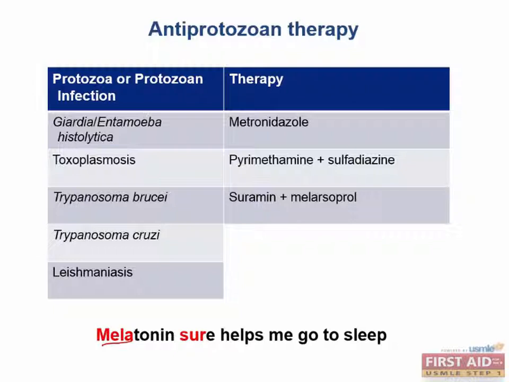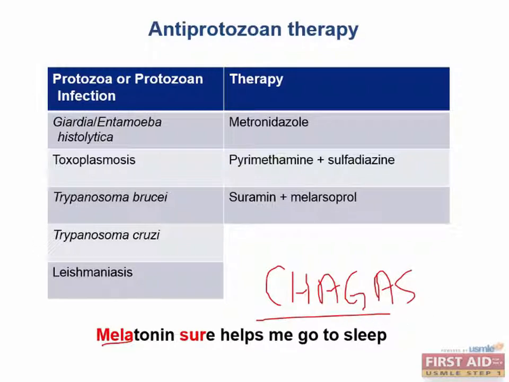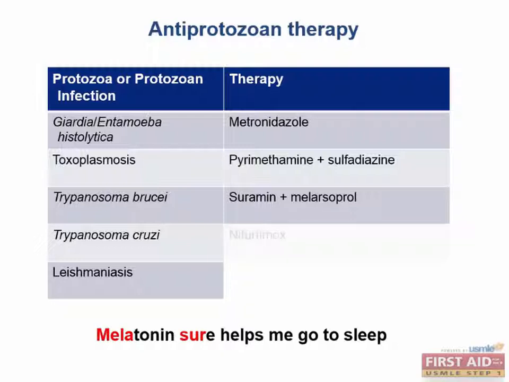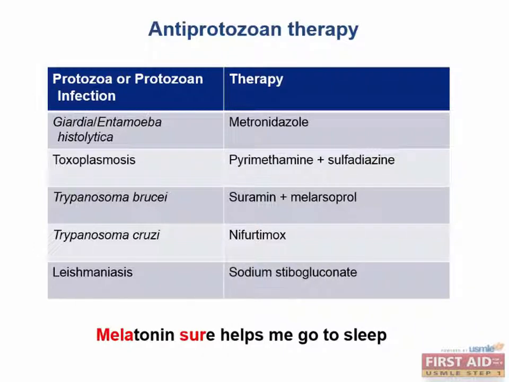Trypanosoma cruzi causes Chagas disease. What are the two important clinical manifestations of a patient with Chagas disease? We would see dilated cardiomyopathy as well as megacolon. To treat Chagas disease, we can give nifurtimox. For leishmaniasis, we treat with sodium stibogluconate.